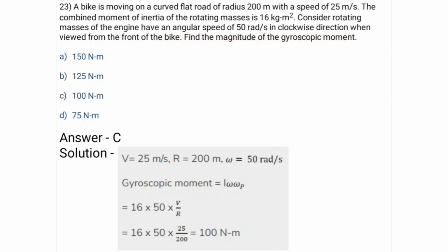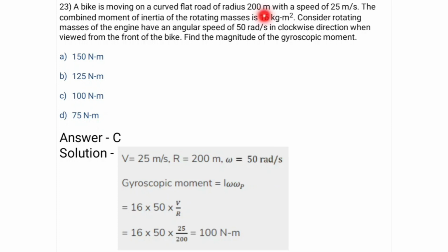This question is from gyroscope, and the gyroscopic moment is nothing but the gyroscopic couple. The formula is I into omega p, where omega p is the precessional angular speed, and how to calculate that precessional angular speed? That is nothing but v by r. So velocity is given 25 meter per second, radius is given 200 meter, and angular speed is 50 radians per second. Just put the values over here.